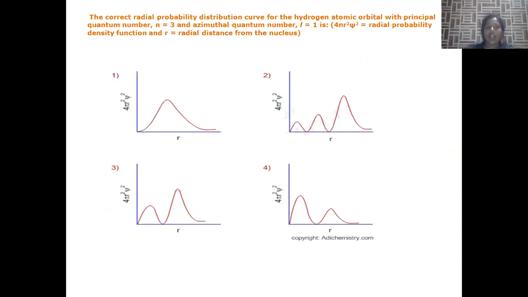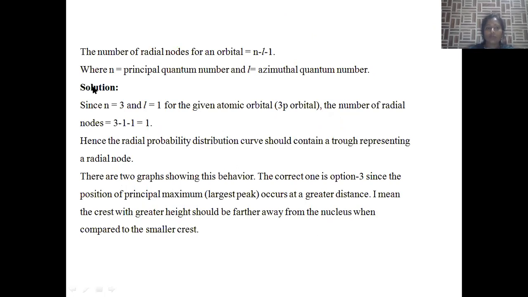The next question. The correct radial probability distribution curve for a hydrogen atomic orbital with principal quantum number n equal to 3, azimuthal quantum number L equal to 1 is. Radial probability is given as 4 pi r square psi square, and r is the radial distance from the nucleus. It's very clear. We are taking the correct radial probability distribution curve of a hydrogen atomic orbital, principal quantum number n equal to 3 and azimuthal quantum number L equal to 1. L equal to 1 states that it is the p orbital, and four options are given there.